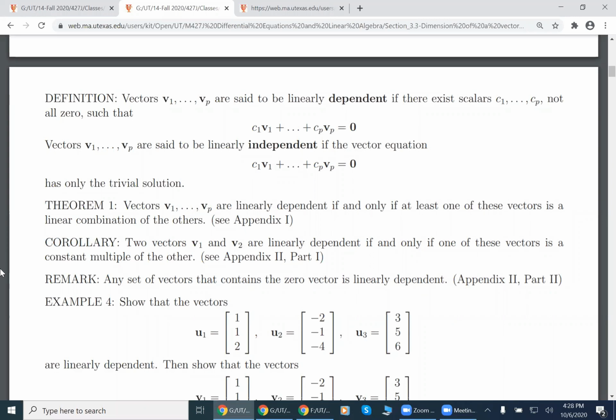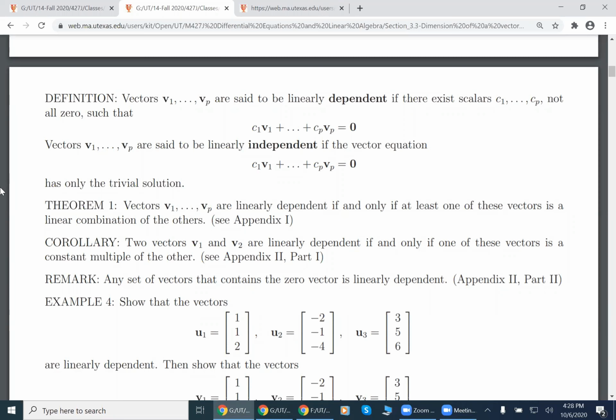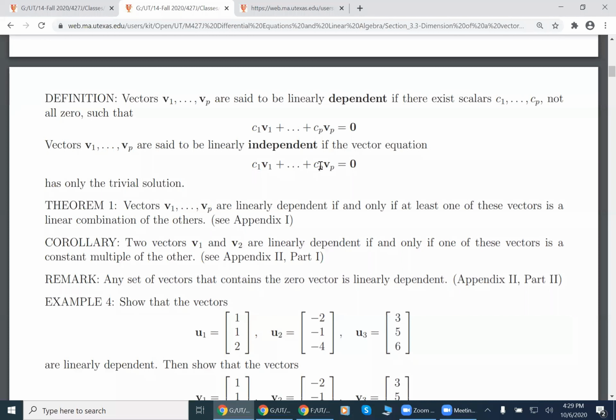So for the actual values of the constants that you're multiplying to V1 and Vp, those can all be different, right? They don't have to be the same. It all depends on the situation. It is possible to come up with vectors V1 and so on Vp such that all these constants are equal. Simple example, the trivial solution. C1 is equal to C2 is equal to and so on Cp is equal to 0. For some vectors, the trivial solution is the only solution.